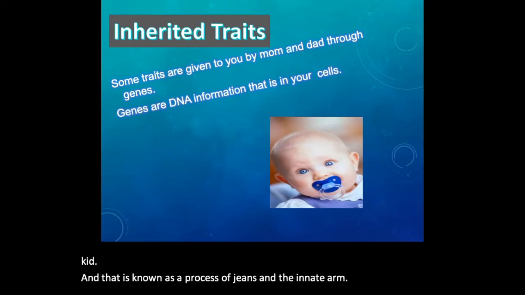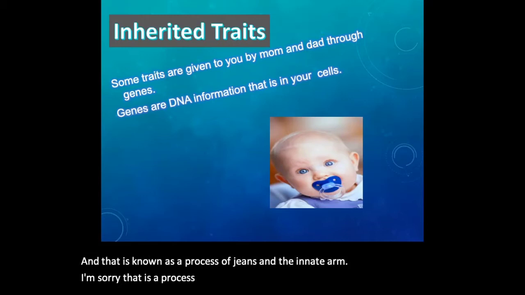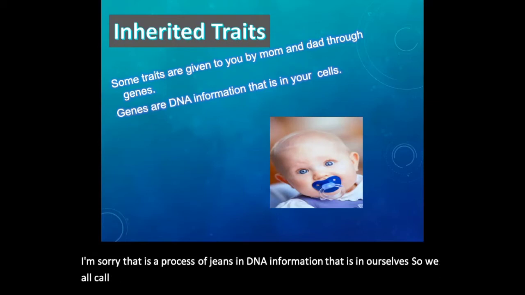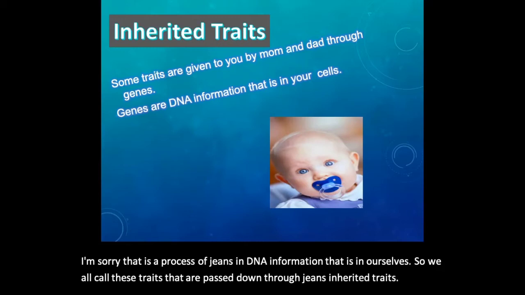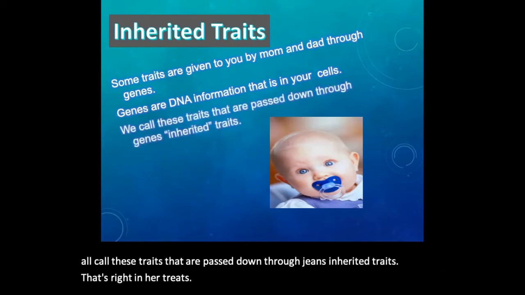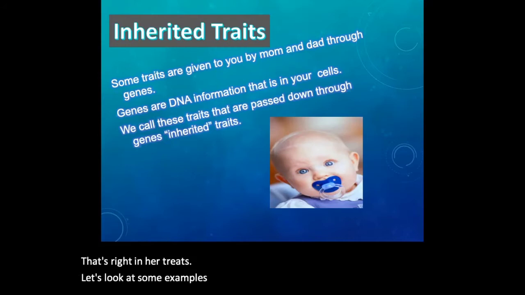That is a process of genes and DNA information that is in our cells. So we all call these traits that are passed down through genes inherited traits. That's right, inherited traits. Let's look at some examples of inherited traits.